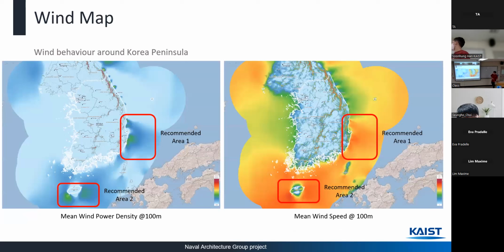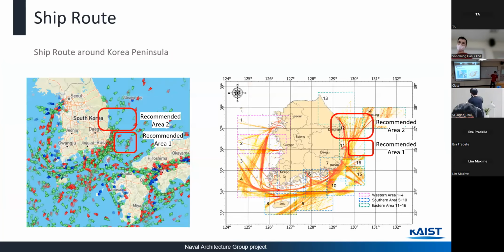And this is the wind map. On the left, we have the wind power density at 100 meter height, and here the wind speed at 100 meter height. The best areas, where the wind is more powerful and faster, are an area on the west and the area around Jeju. But with the criteria we saw earlier, we will most likely prefer this area on the west side.